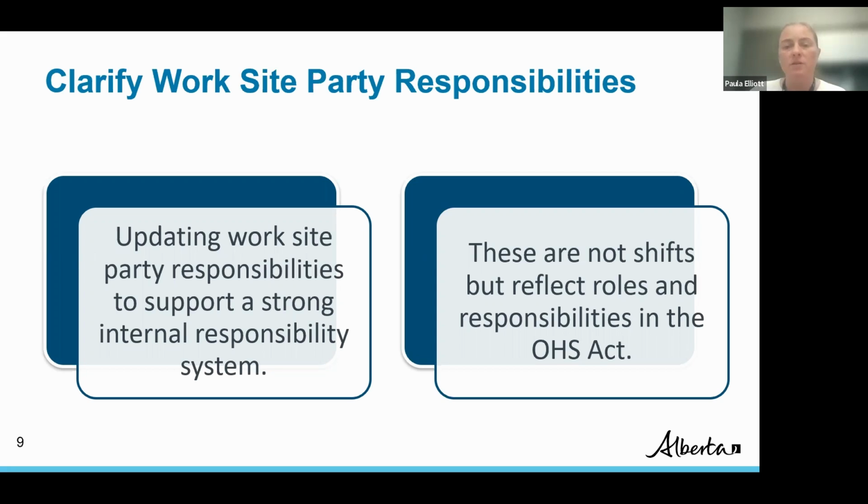An example of this is in Part 5, Confined Space, around testing confined space atmospheres. Wording had to be amended to identify that it was the employer's requirements. These aren't shifts in responsibility, but they align with the roles and responsibilities defined in the OHS Act.